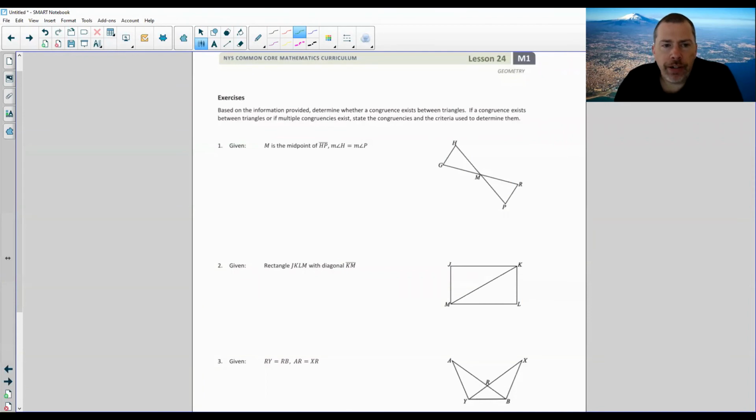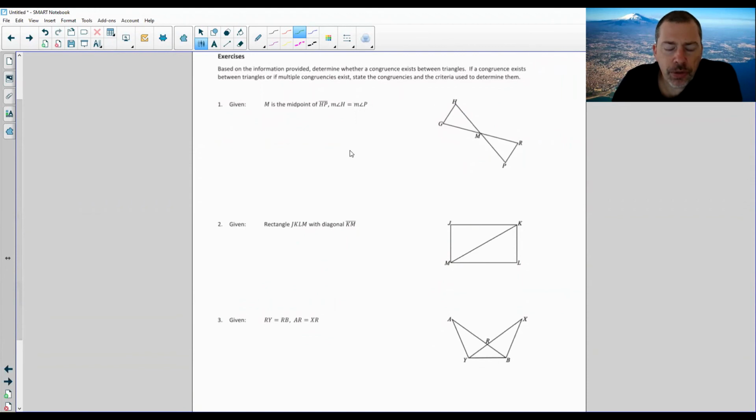Okay, so page 4 finally brings us to an exercise. Now it's time for you to do some work. So pause the video, see if you can do these three, and then unpause the video and I will go over them with you. So here we go. Exercises: based on the information provided, determine whether a congruence exists between triangles, or if multiple congruences exist. State the congruence and the criteria used to determine them. So if a congruence exists, you need to state the congruence and criteria used.